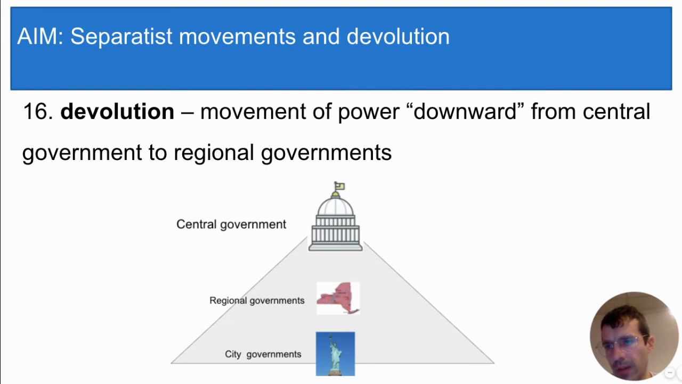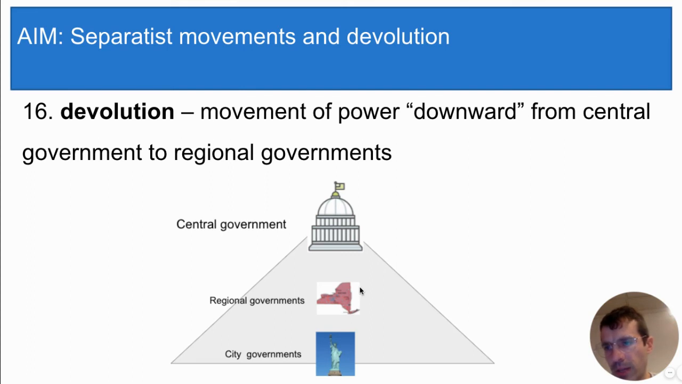At the top of this hierarchy of power is the central government, with power over the whole country. Below that, at the sub-state level, we have regional governments. And below the sub-state level are local city governments. Now let's apply this idea to a country like Spain.